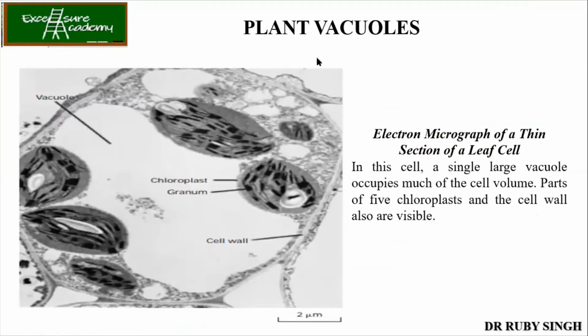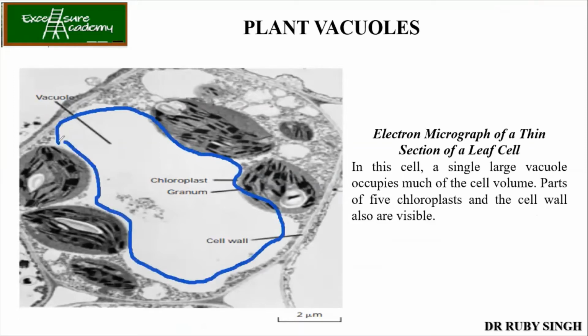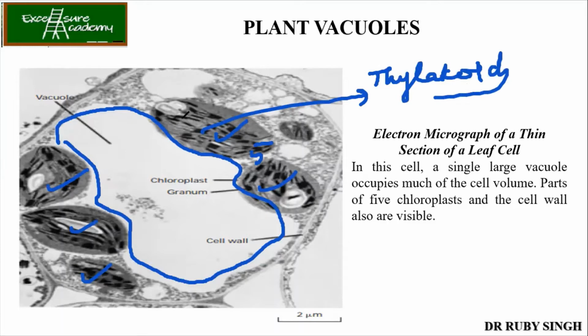This is one example, a figure from an electron microscope showing the vacuole. You can see that this is your vacuole. The maximum space has been taken up by the vacuole, and then you have the chloroplasts. How many are there? Around 5 chloroplasts. Then you have the cell wall, cell membrane, everything is there. Now how did they identify that these are the chloroplasts? You know about the thylakoids, right? You can see over here how nicely the grana stacks are present. So these are the chloroplasts.